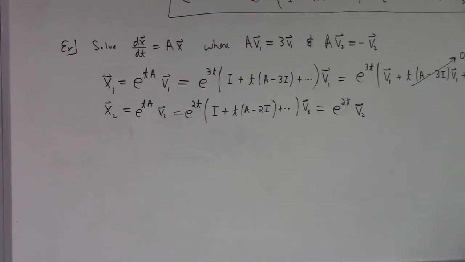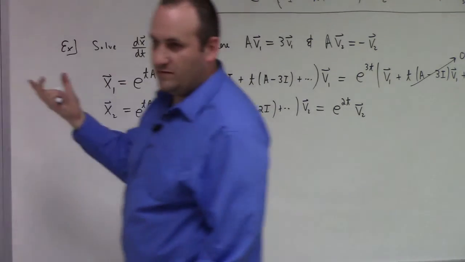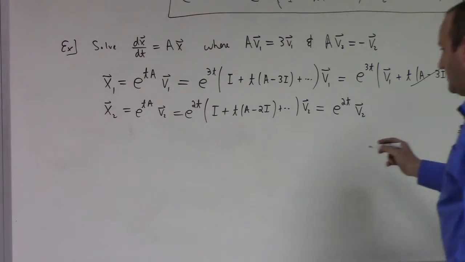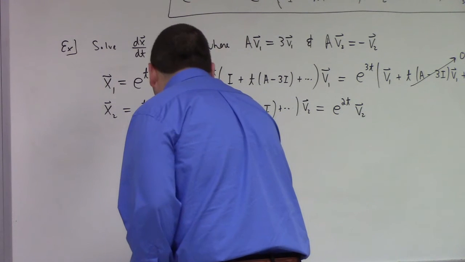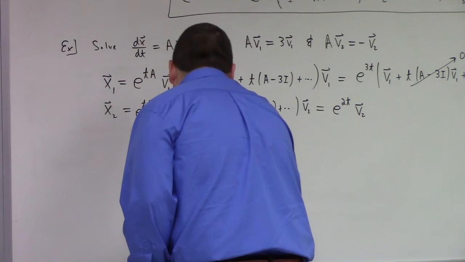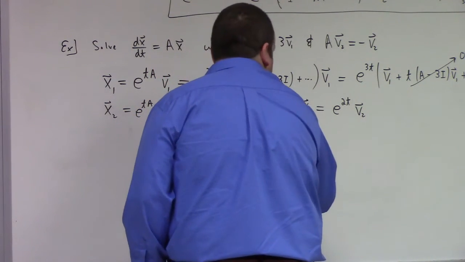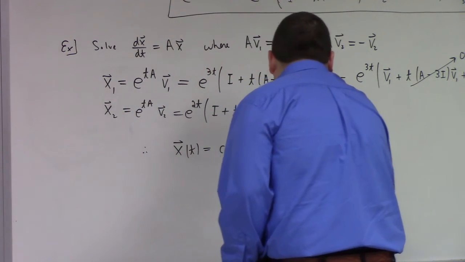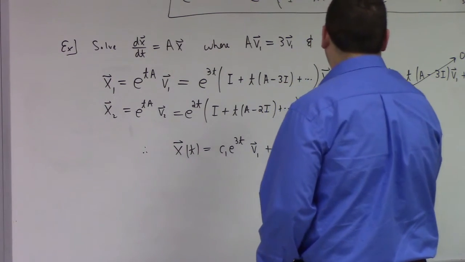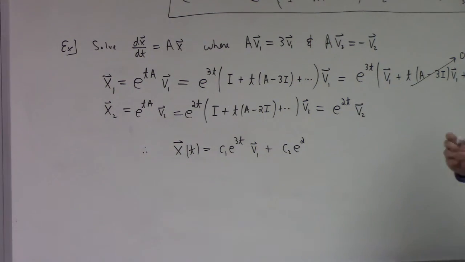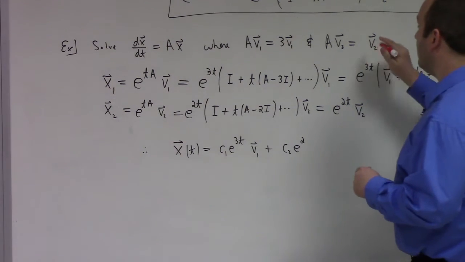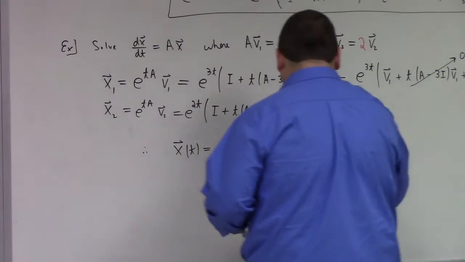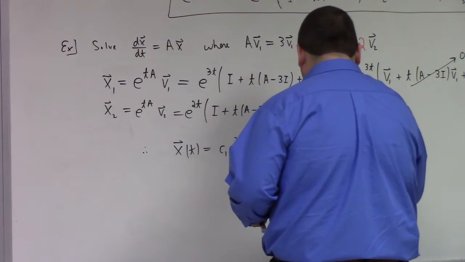Then I go back to the existence and uniqueness theorem, which tells me, hey, once you find linearly independent solutions, you put them together, make a linear combination, that gives you the general solution, which is usually what we're after. So you put this together, therefore the general solution, x of t, is equal to c1 e to the 3t v1 plus c2 e to the 2t. Oh, why do I have 2? e to the 2t, v2 there.